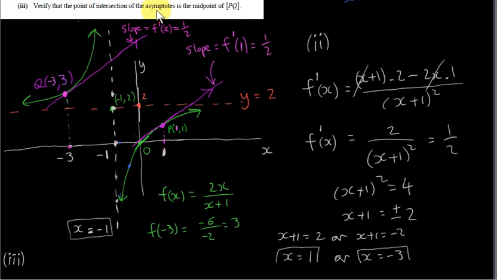Verify that the point of intersection of the asymptotes is the midpoint of PQ. So here's the point of intersection of the asymptotes. X is minus 1 because the point is on the line x equals minus 1. Y equals 2 because this point is on the line y equals 2. So we want to get the midpoint of P and Q. Well, to get the midpoint of 2 points, all we do is get the mean of the x values and the mean of the y values. So the midpoint is 1 plus minus 3 over 2. That's the midpoint of the x values. The midpoint of the y values is 1 plus 3 over 2. So that's going to be minus 2 over 2, which is minus 1, and 4 over 2, which is 2. So we can see indeed that minus 1, 2 is the midpoint of P and Q.